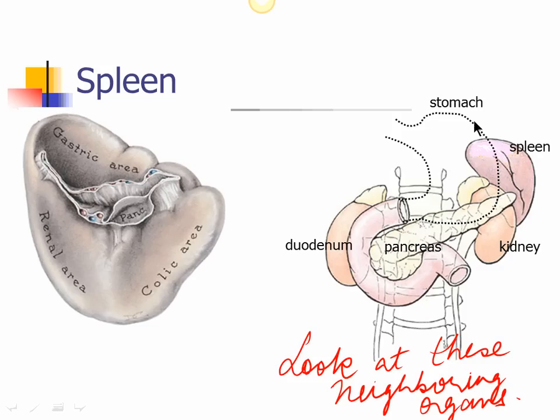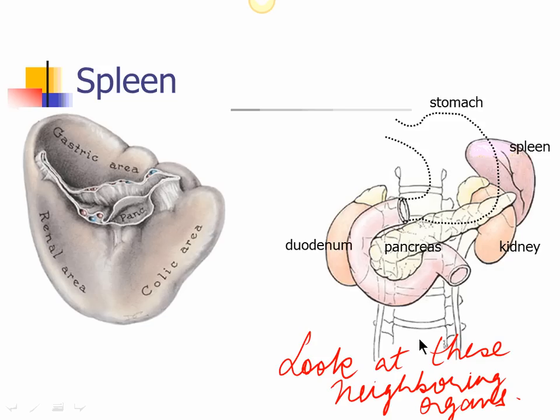It is related to the stomach. So that's why you have this gastric area. So the stomach lies on top of the spleen. It is related to the left kidney. So notice the left kidney and the left suprarenal. So that's why this is called the renal area.